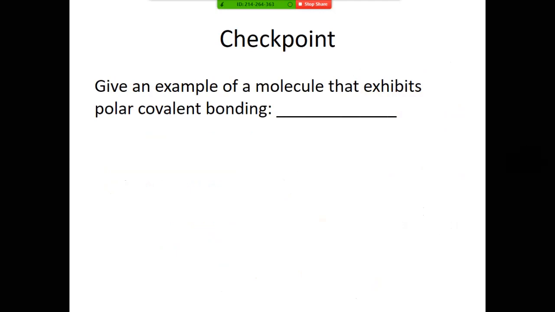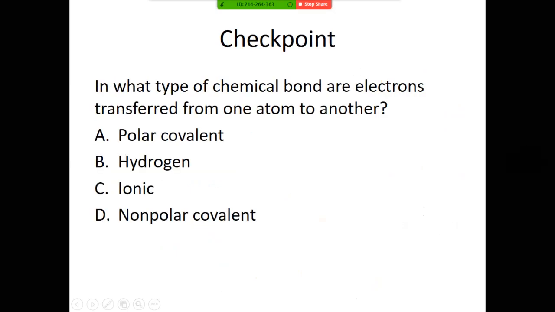All right, next checkpoint. Give an example of a molecule that exhibits polar covalent bonding. Next question: type of chemical bond whereby electrons are transferred from one atom to another. Only one correct answer.